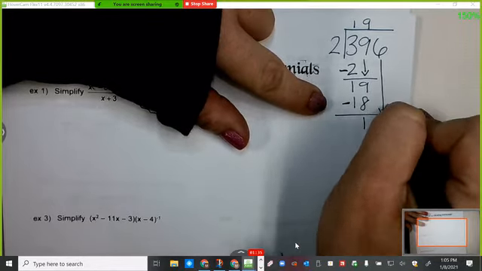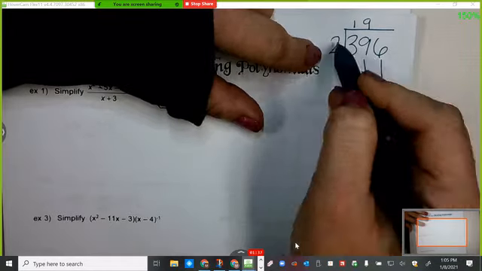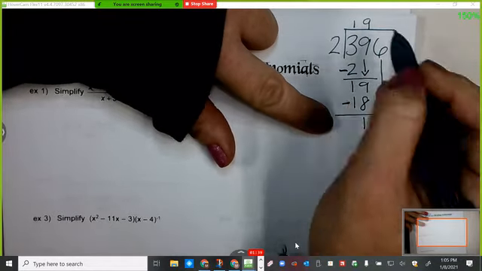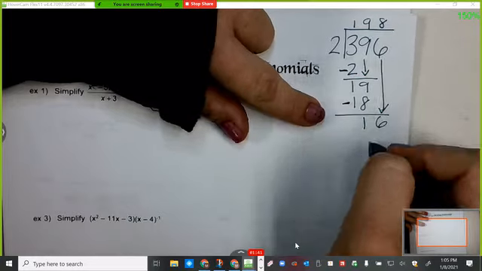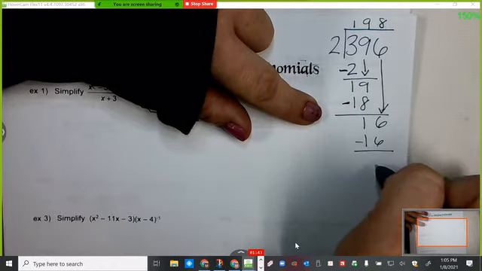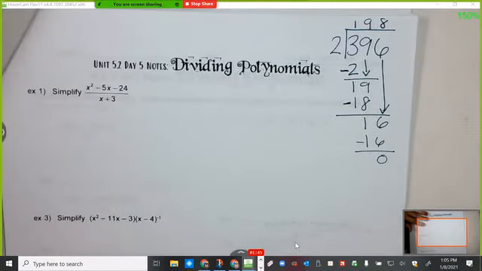Bring down our next number. 2 goes into 16 how many times? 8 times 2 is 16. I subtract, and my remainder is 0. So it's a pretty number, 198. Okay? Does that look familiar? Okay, that is going to help you.